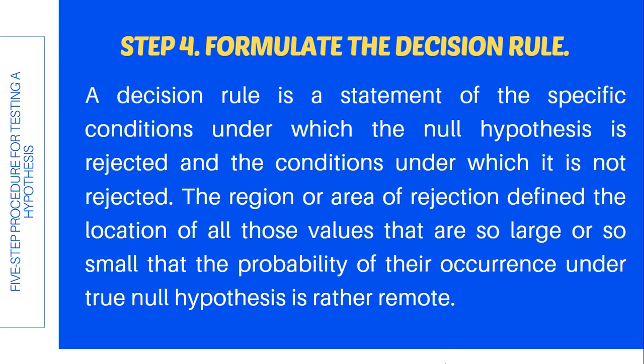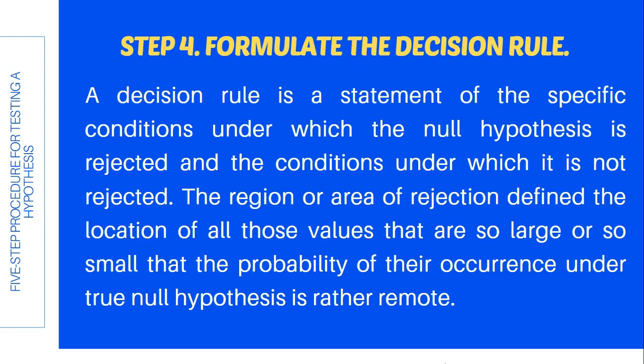This is the step in which we are going to formulate the decision rule. A decision rule is a statement of the specific conditions under which the null hypothesis is rejected and the conditions under which it is not rejected.